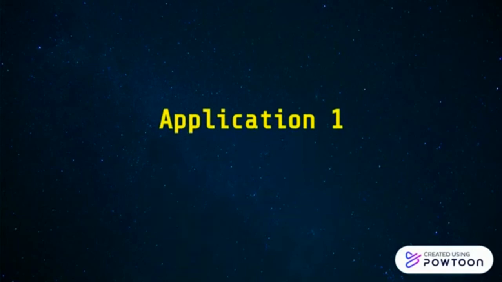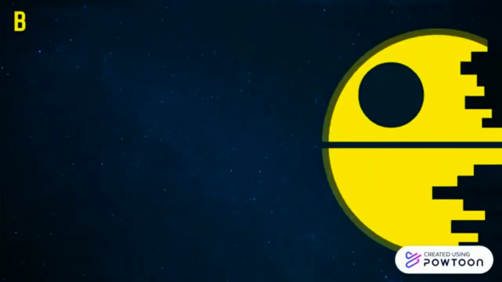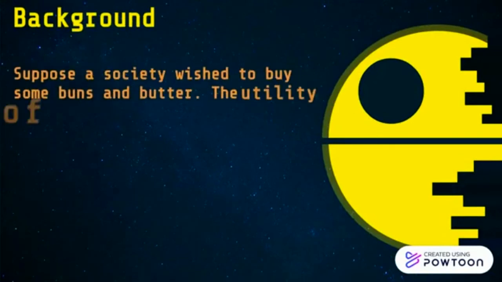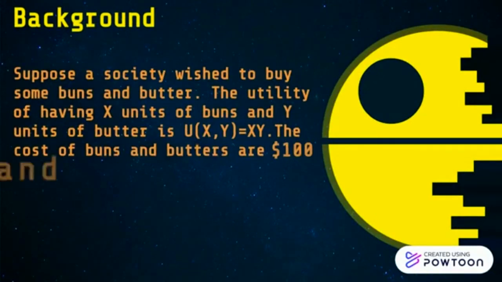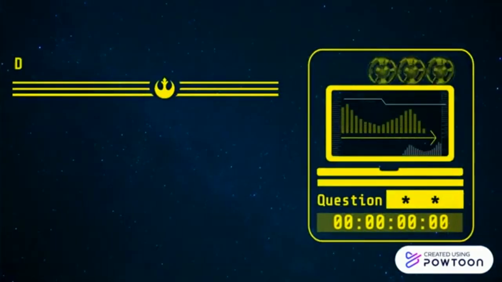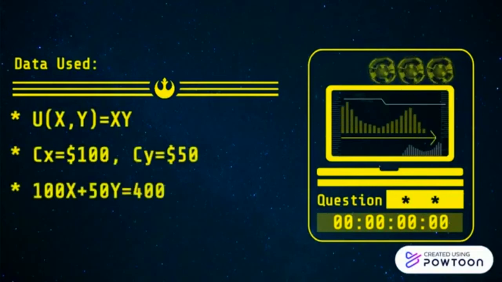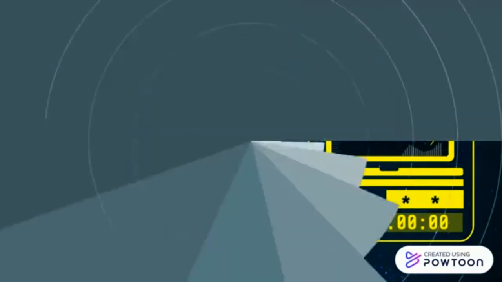In this study, the first application conducted is related to the utility of economics. Briefly explained, this example is explaining that a society which obtains limited funds of $400 from outsiders is willing to purchase some bonds and barter for their daily use. According to the question, the important data is a utility function, the price, the budget functions, and the current allocations.